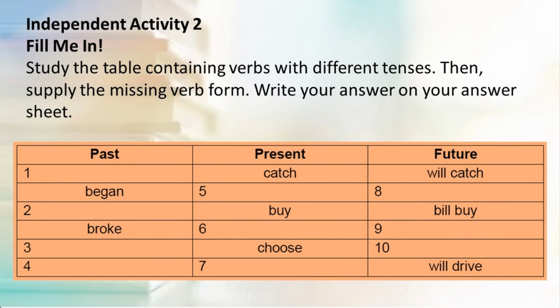Independent Activity 2. Fill me in. Study the table containing verbs with different tenses. Then, supply the missing verb form. Write your answer on your answer sheet.